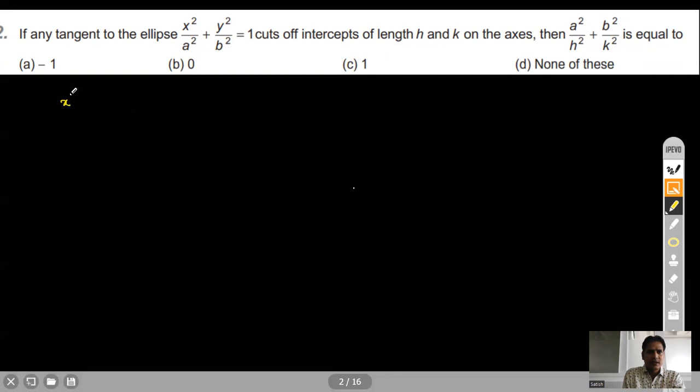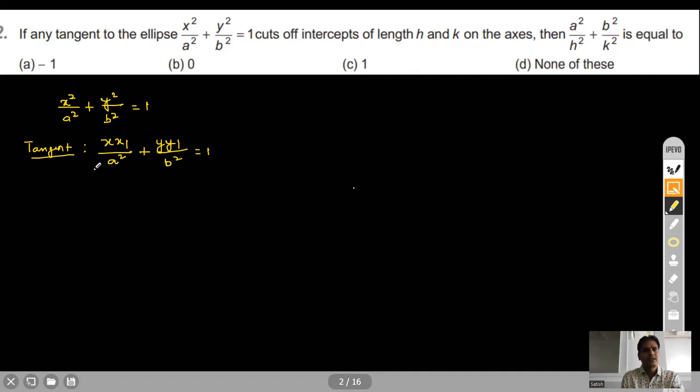So the given ellipse is x square upon a square plus y square upon b square is equal to 1, right? Now I have to write the equation of tangent on this ellipse. So what will be the equation of tangent? That we know we will replace x square by xx1 and y square by yy1. So this will be xx1 upon a square, right, plus yy1 upon b square is equal to 1. This will be the equation of tangent, right?